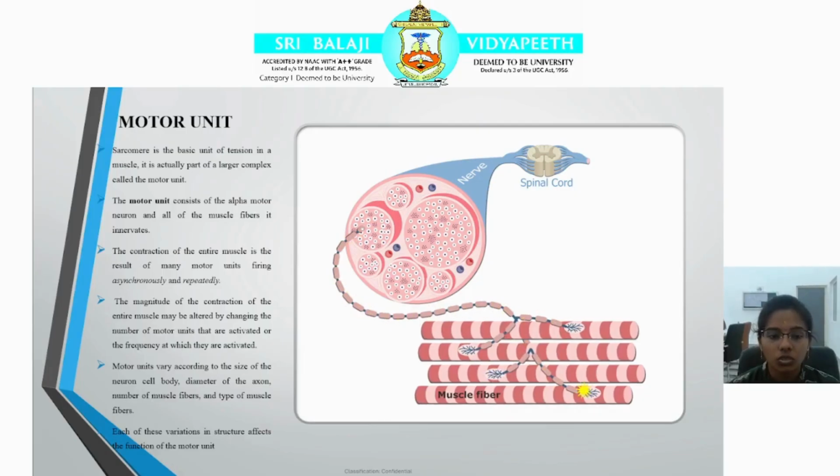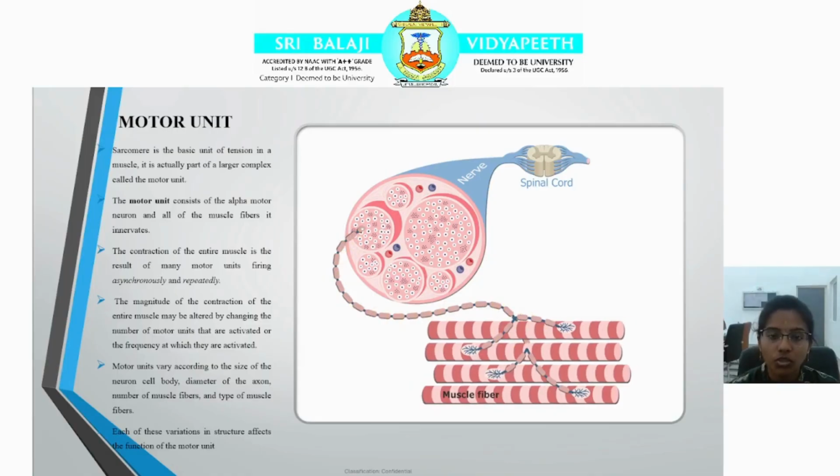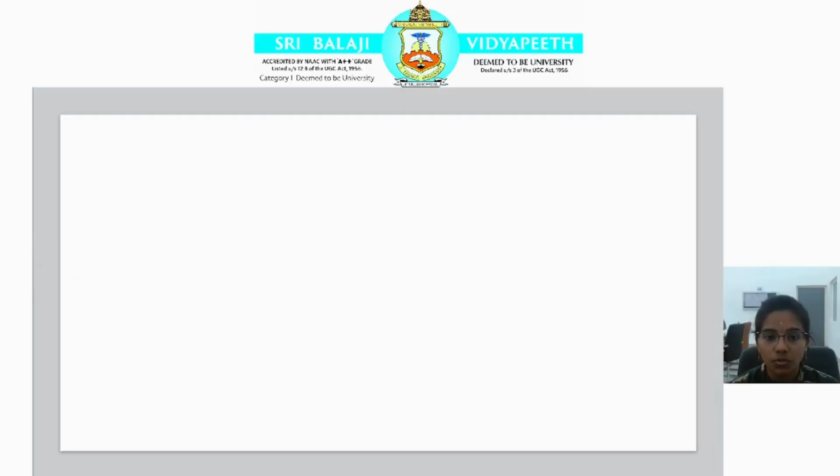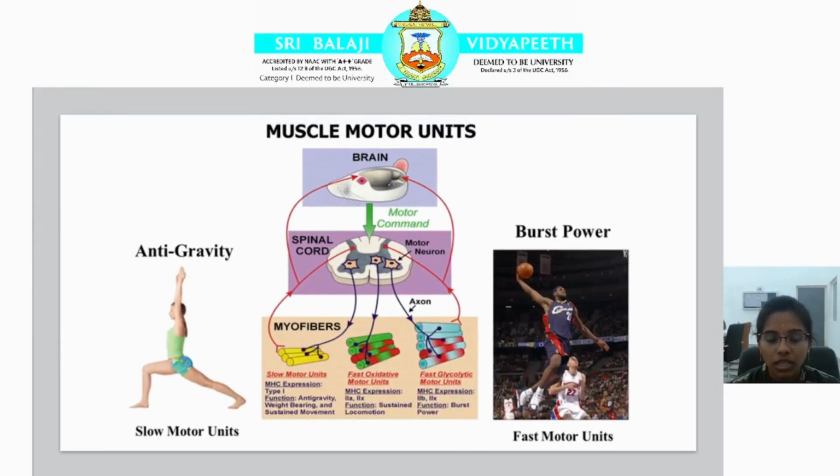One more thing is that a small diameter axon takes more time for the impulses to travel. So we can see that small muscle groups, where actions are controlled precisely or accurately, have small motor neurons, where the impulses take more time to travel compared to a large diameter motor neuron. This motor neuron is again divided into three types, like our muscle fiber also: slow motor neuron, fast oxidative motor neuron, and fast glycolytic oxidative motor neuron.